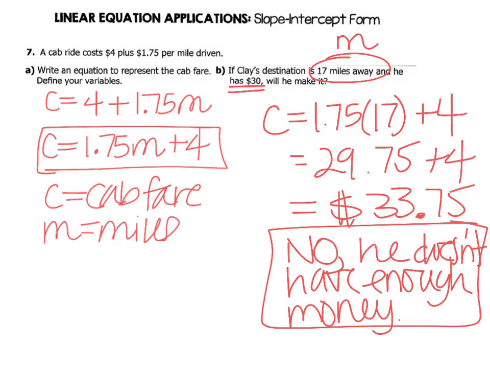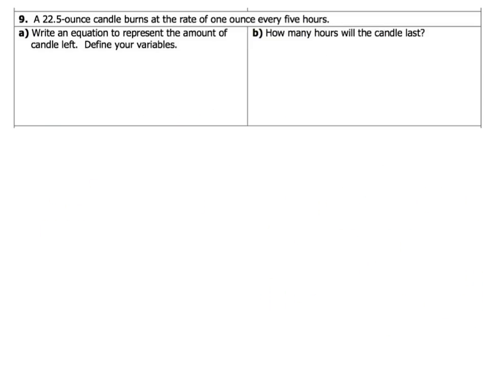And we've got the work to support our answer. All right, so number 9. Number 9, we have a 22.5 ounce candle burns at a rate of 1 ounce every 5 hours.